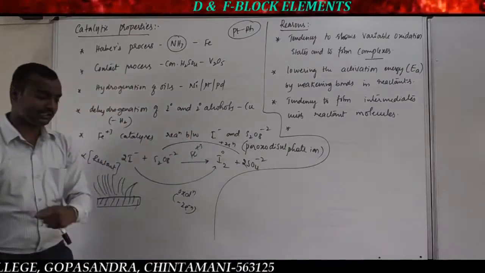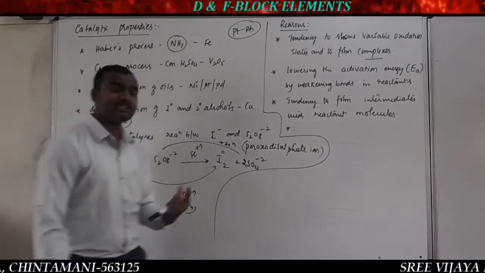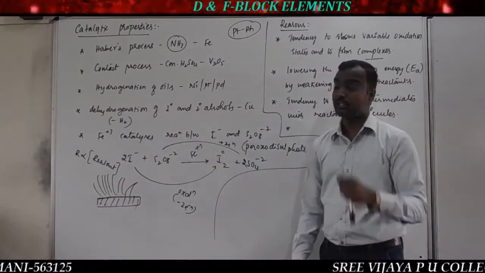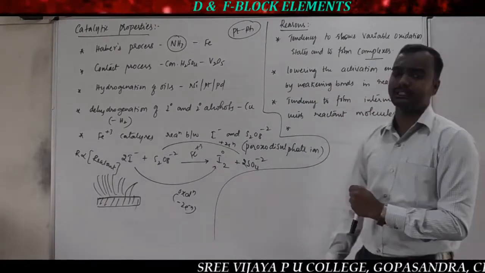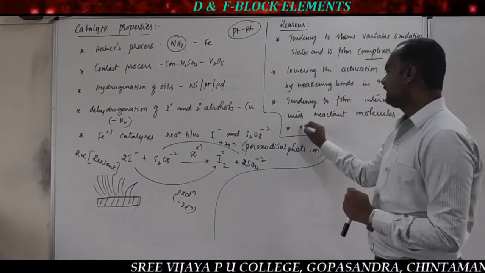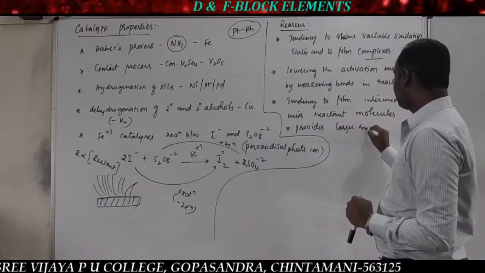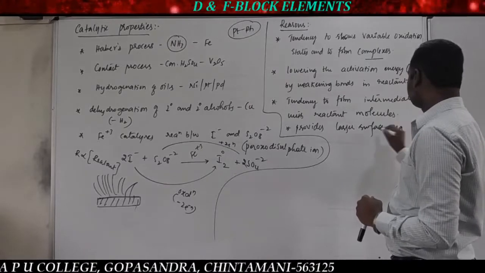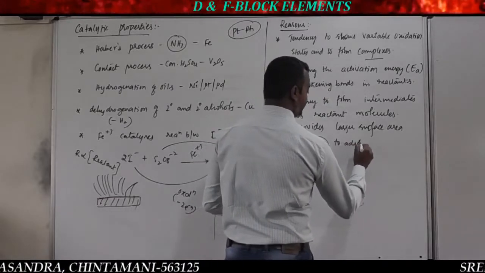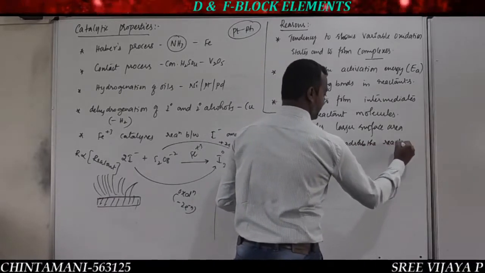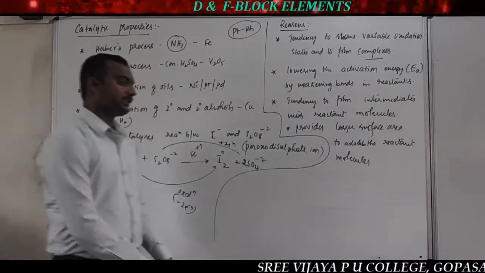And for the reactant concentration to increase, more reactant molecules must get adsorbed on the surface of the catalyst. And the surface of the catalyst must have a large surface area. The surface area increases in the case of finely divided state. So in the case of d-block elements and also transition elements, they provide a larger surface area to adsorb the reactant molecules.